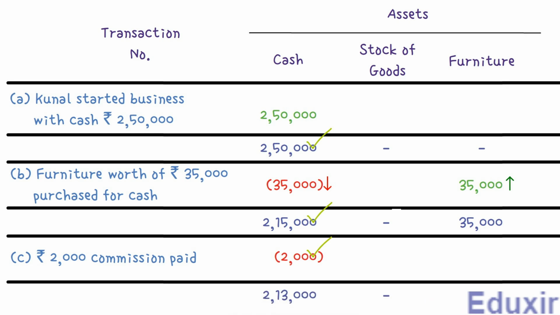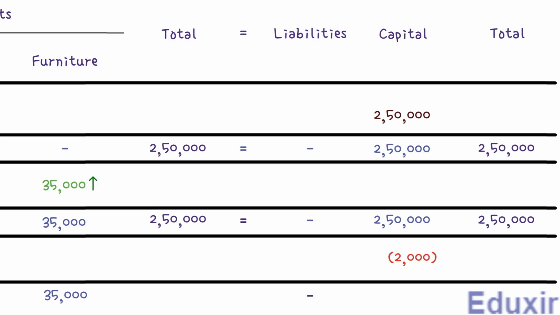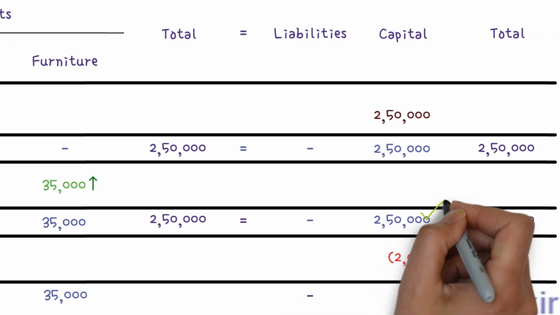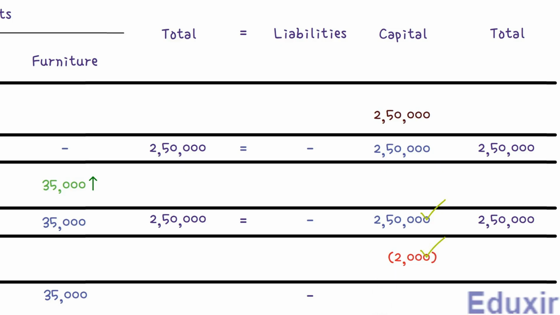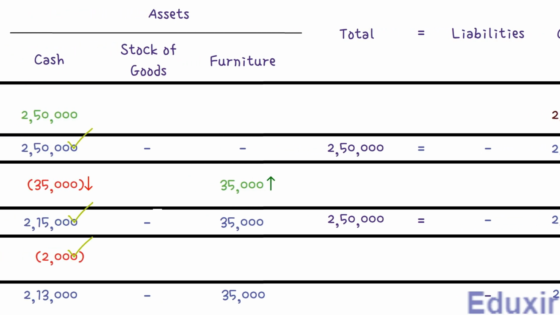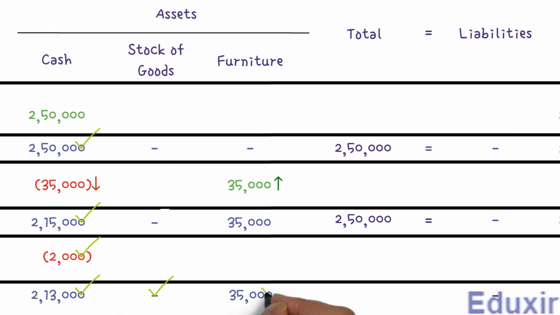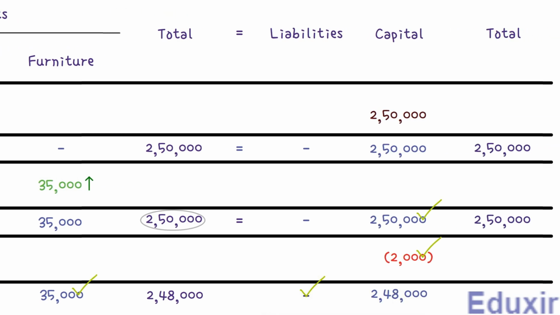No stock of goods yet, no change in the furniture, and it remains the same as 35,000 rupees. No liabilities yet. From the existing capital of 2,50,000 rupees, if we subtract 2,000 rupees, the remaining capital will be 2,48,000 rupees. Now the total of all these assets available with the business is 2,48,000 rupees. Note that after this transaction, as compared to the previous total, the total of the assets is reduced by 2,000 rupees, and the total of the liabilities and capital is 2,48,000 rupees.